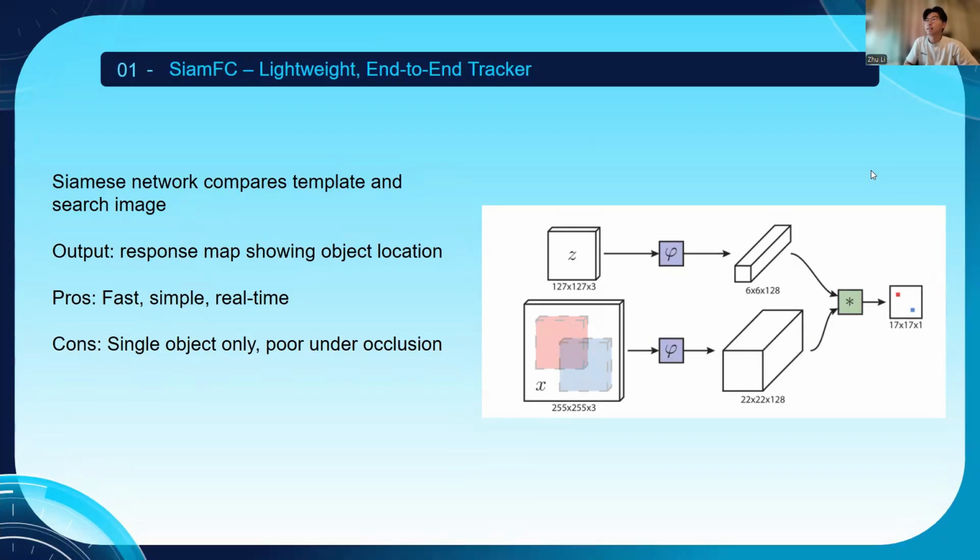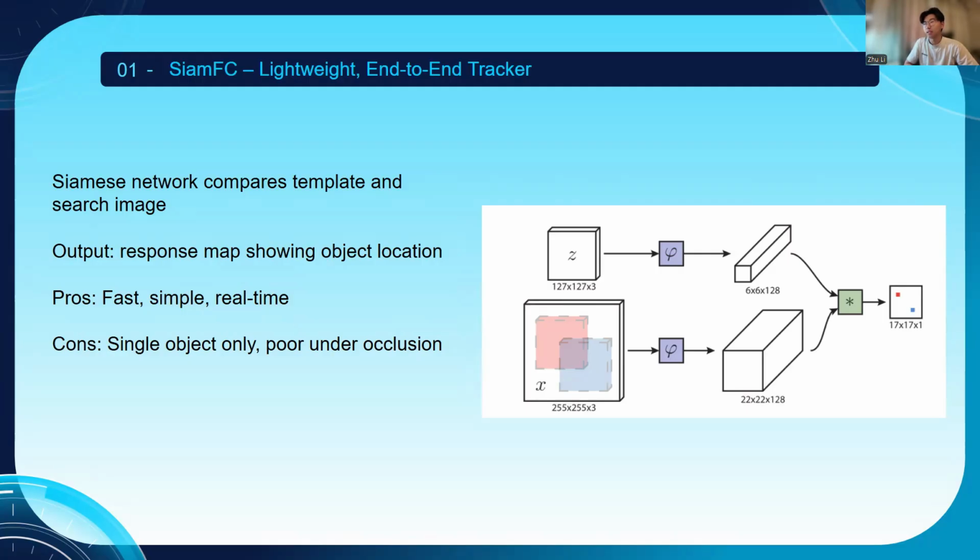First, let's look at the Siamese FC. This model uses a Siamese neural network to compare the target template and the search region. Both inputs go through the same convolutional network, and the features are compared to find the most similar region. As you can see from the diagram, the network generates the embedding for both inputs, calculates the distance, and gives a response map that indicates the object location.